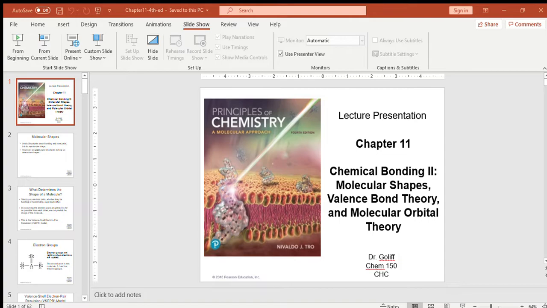So single bonds are always sigma bonds. If you have multiple bonds, the first bond is a sigma and all the others are pi. So if you have a triple bond, you'll have one sigma and two pi bonds present.